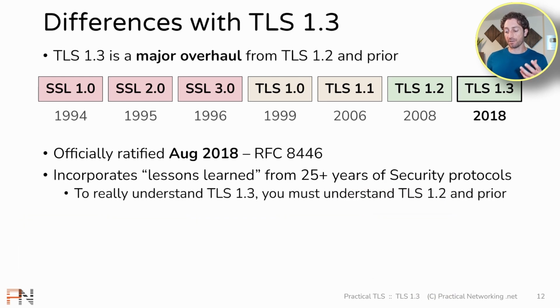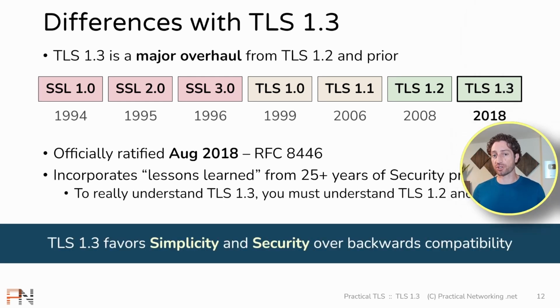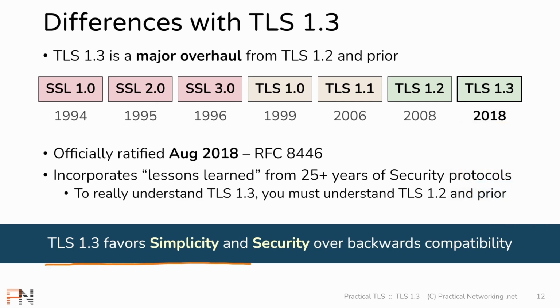With that in mind, the major paradigm shift that TLS 1.3 brings about is this one. TLS 1.3 favors simplicity and security over backwards compatibility. That's different from prior versions of TLS, where a lot of the things we implemented in TLS 1.2 were for the sake of backwards compatibility with older versions of the protocol. You'll see that with TLS 1.3, if there was a feature that prioritized backwards compatibility over security, that feature was removed. Keep this mantra in mind as we go through all the changes that TLS 1.3 brings about.